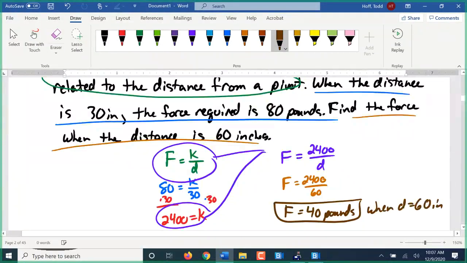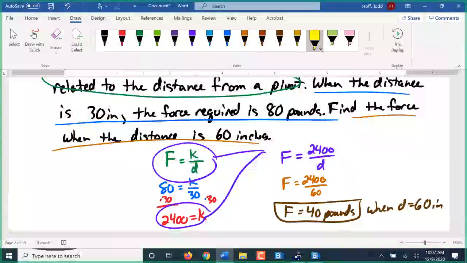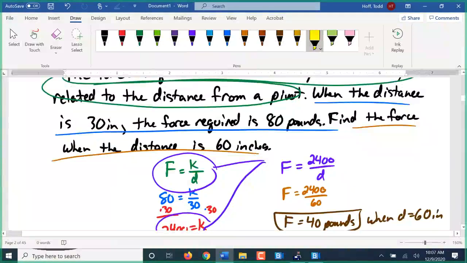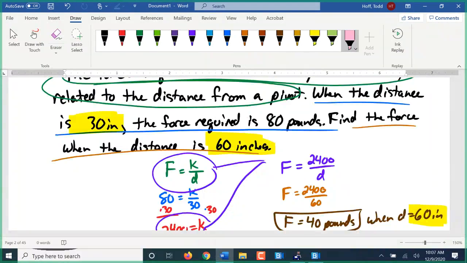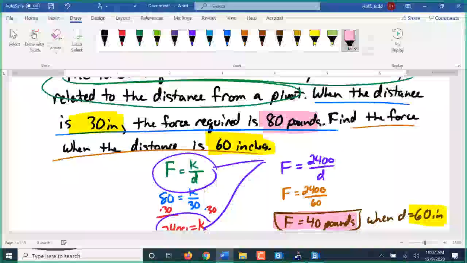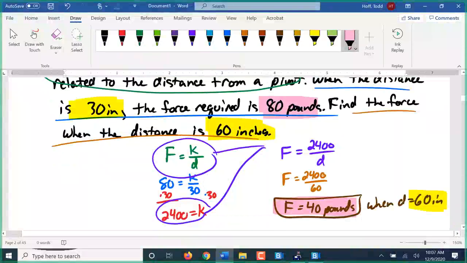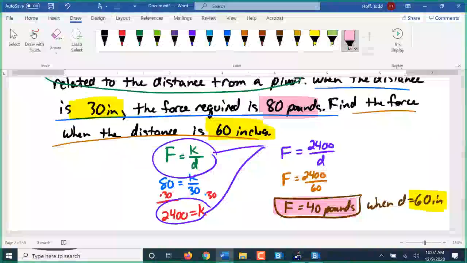Now, if you look at this, this makes sense. If these are inversely related, we doubled the distance from 30 to 60 inches. The force required is inversely related. The distance doubled, the force is cut in half, from 80 to 40 pounds. That's how an inverse relationship works. If I tripled one of them, the other one would be cut to a third.